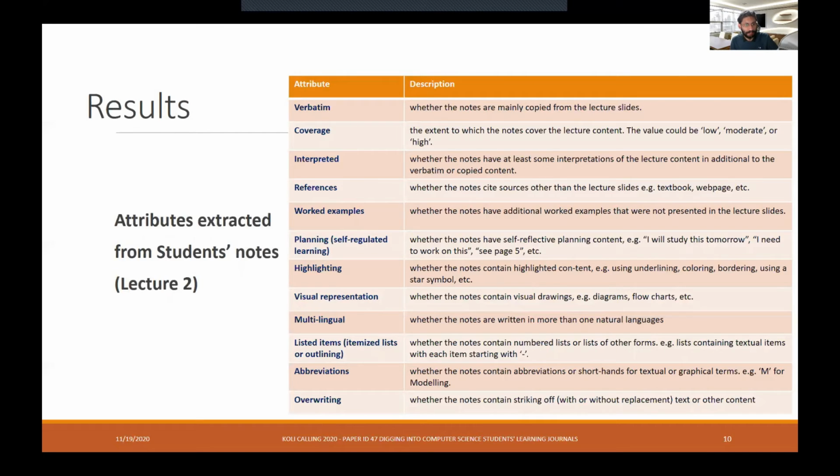So I will not go through each one of them, but from their names, it is quite clear what they would possibly mean. So, for example, verbatim means whether the notes are mainly verbatim, and how much coverage they provide for the lecture content topics. Are there any interpretations, some notes representing interpretations in place of verbatim note taking?